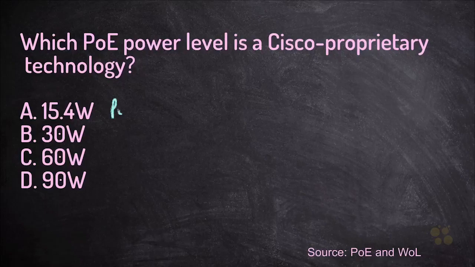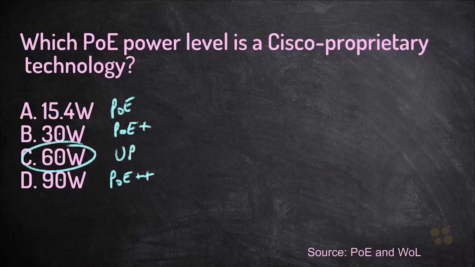Well, 15.4 watts was the original PoE spec, 30 watts was PoE+, 90 watts is the new PoE++, and these three are our different standards that have been put out by the IEEE. So this just leaves the 60 watts, which is indeed Cisco's universal PoE spec. That is only going to be available on Cisco switches, and remember also that Cisco has what they call UPoE+, UPoE+ basically being PoE++, but also backwards compatible with UPoE devices.